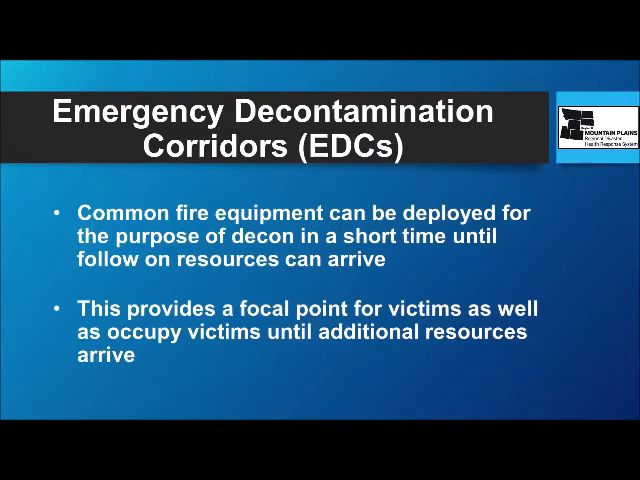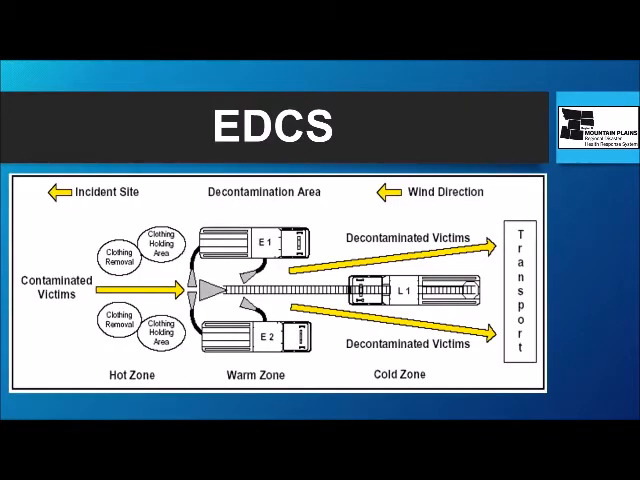Now, decontamination corridors at a scene. Fire equipment is a very useful tool to use for decontamination purposes unless portable decon tents and that sort of thing are available. And it also provides a focal point for victims to move towards when the decontamination process is begun. This is what it might look like using fire apparatus.